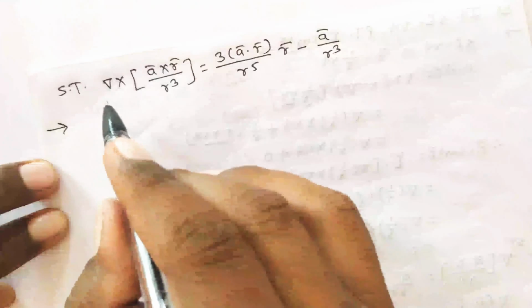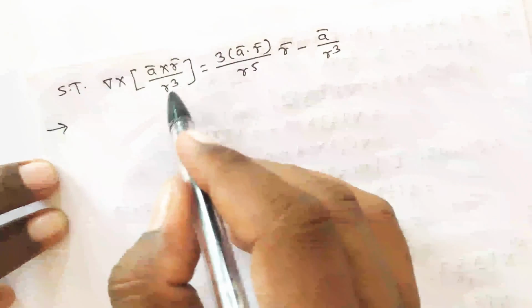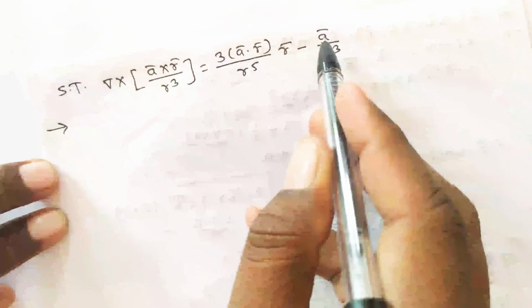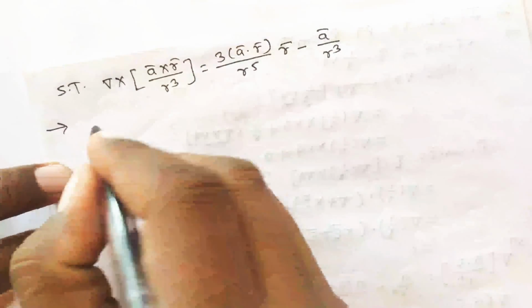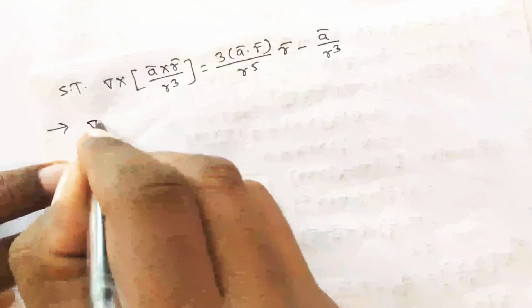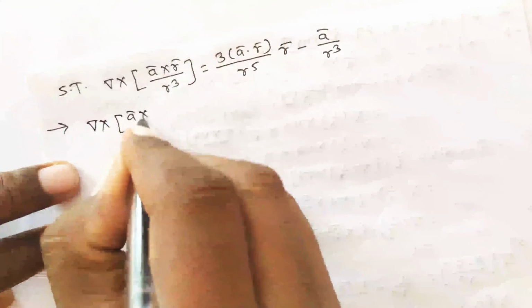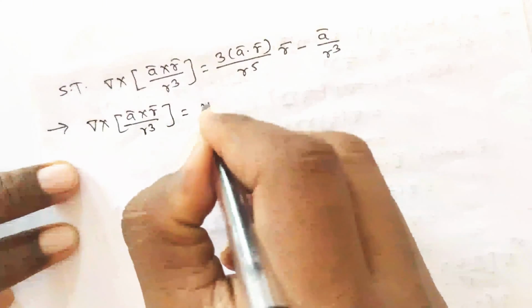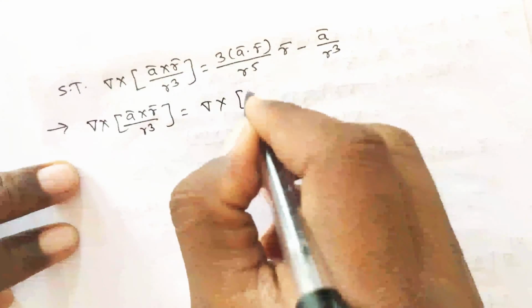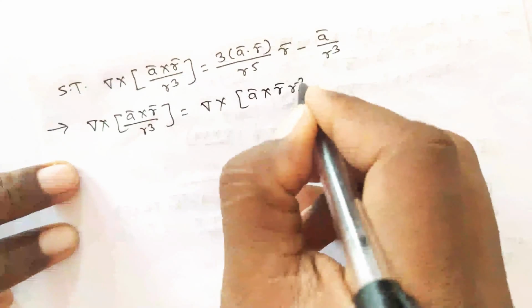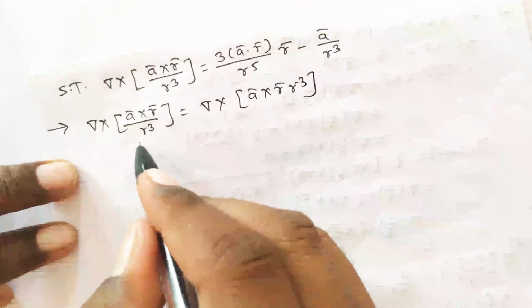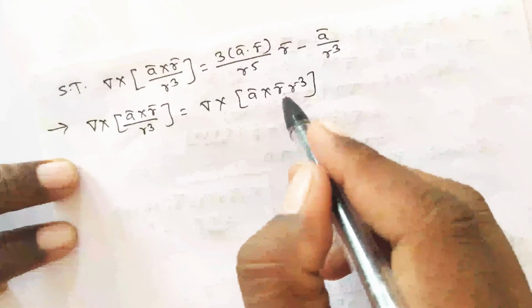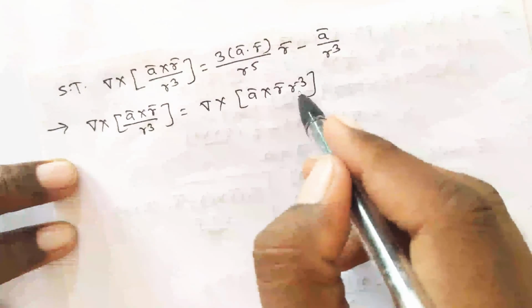Now the next problem is to show that del cross (a bar cross r bar upon r cube) is equal to 3 into a bar dot r bar upon r raised to 5 into r bar minus a bar upon r cube. So we will take the LHS first. That is del cross (a bar cross r bar upon r cube), which can be written as del cross (a bar cross r bar into r raised to minus 3). We can write this r cube in the numerator since it is a scalar quantity; multiplying it makes no difference, so 1 by r cube is r raised to minus 3.